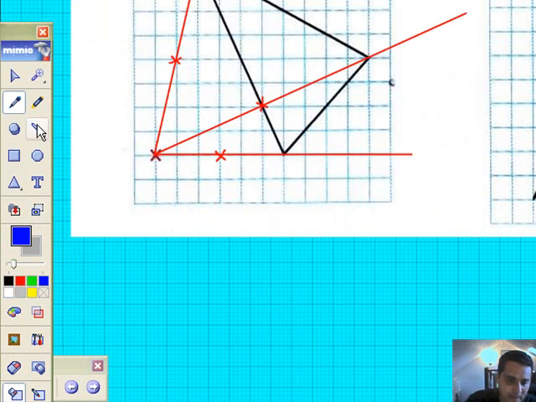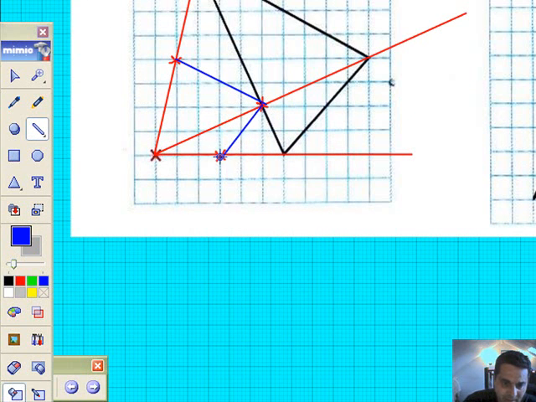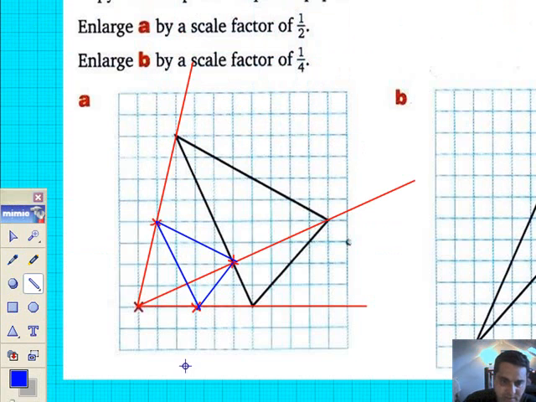Now we simply join the vertices as shown, like that, that to that, and that to that. I think that looks absolutely beautiful. Okay, a very striking example of an enlargement by a fractional amount, by scale factor 1/2 in this case.